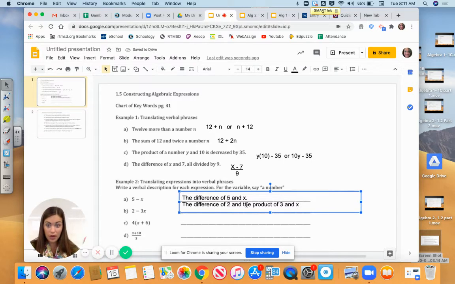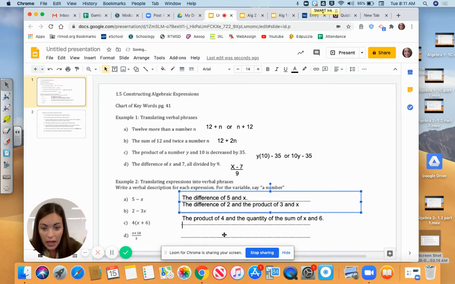All right, the next one, we have multiplication 4 times something, and what's being multiplied is the quantity of x and 6. So let's say the product of 4 and the quantity of the sum of x and 6. So that's a lot. But the product of 4, so it's 4 times the quantity of the sum, x and 6.